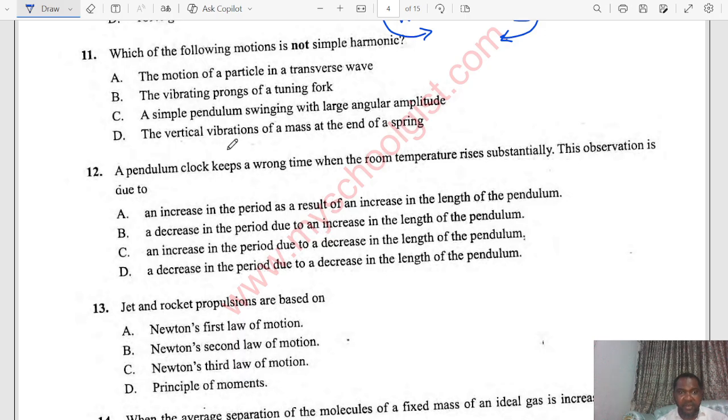The vertical vibration of a mass at the end of the spring is definitely a simple harmonic motion. Now all of them actually look like simple harmonic motion, except for the first one. The first one is a wave motion. The vibration of the prongs of a tuning fork produces a wave motion, which is sound, but the vibration itself is a simple harmonic motion. So the answer to this question is A.